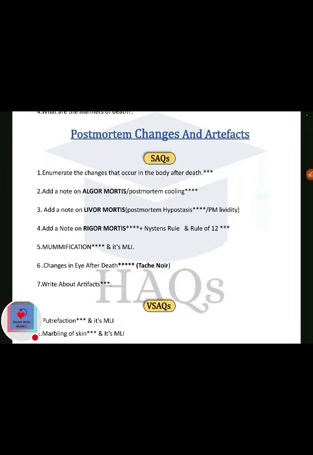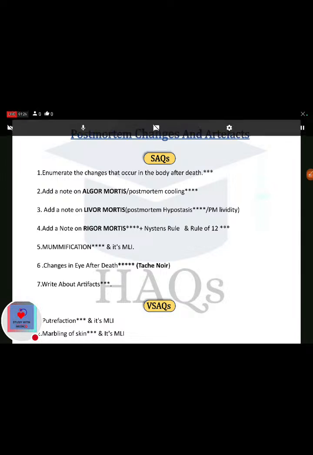In postmortem changes, we'll be discussing important things, that is rigor mortis, algor mortis, livor mortis. So we have different mortis, okay? Postmortem lividity. So what is algor mortis? Algor mortis is cooling of the body, that is chill of the body. Definition: cooling of the body after death is known as algor mortis. What is the mechanism? Heat production in the body stops after death.